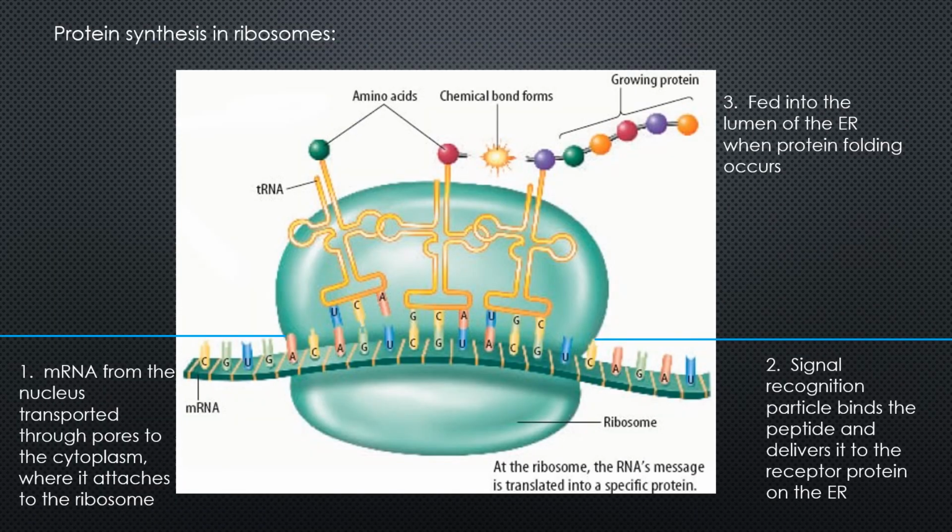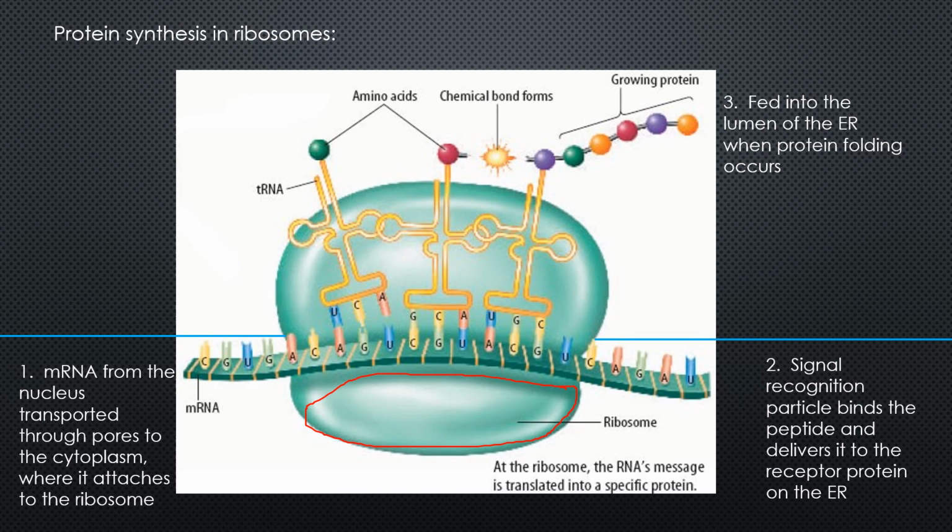So here is our ribosome with its two subunits. It has a small subunit down here on the bottom and the large subunit on the top. This ribosome is currently in the cytoplasm. In this image, I've said anything below the blue line occurs in the cytoplasm. Anything above the blue line is going to occur within the endoplasmic reticulum.